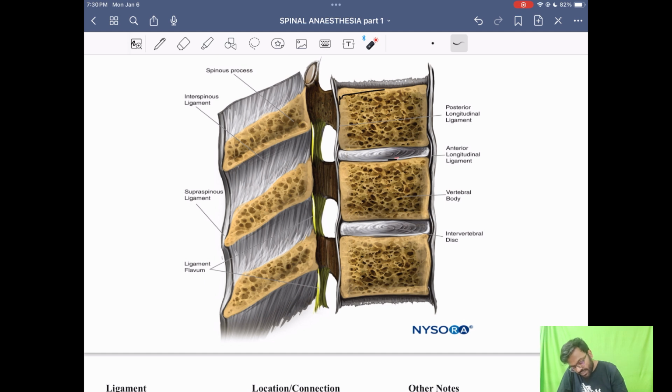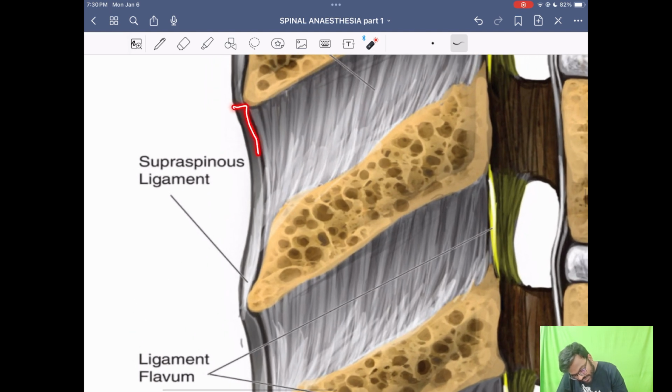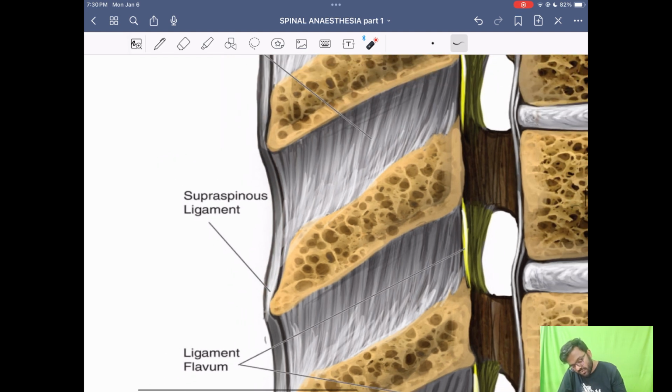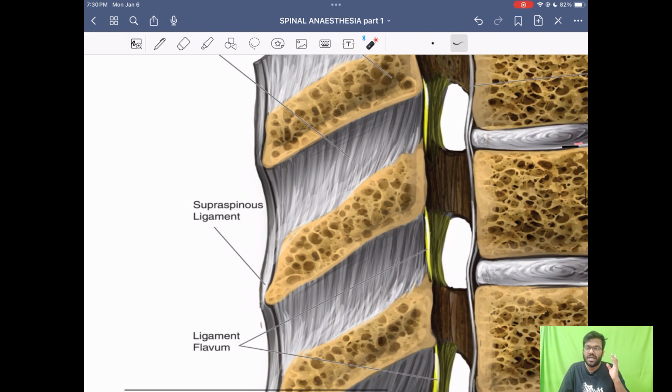Okay, so here is the spinous process. The first ligament you see is the supraspinous ligament. This is the most posterior ligament connecting the spinous processes. It basically connects the apex of the adjacent spinous processes. This is also known as ligamentum nuchae when you see this same ligament above C7.